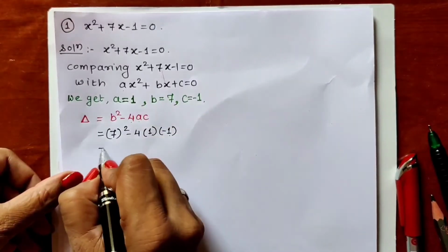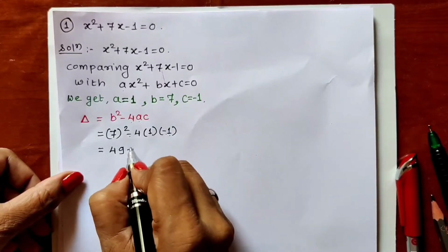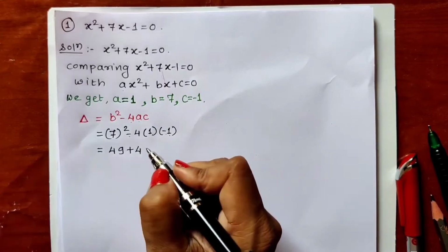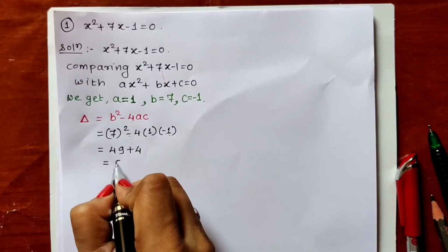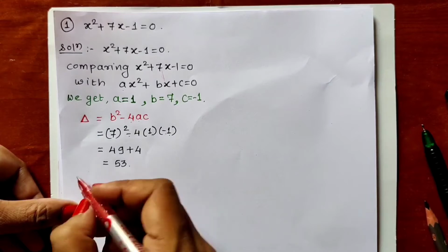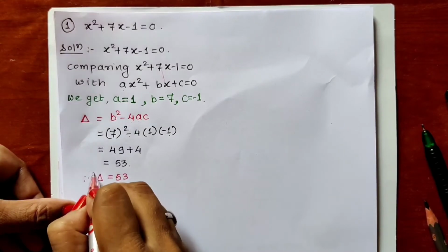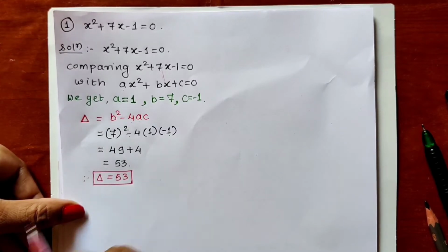Let us solve. 7 square is 49. Minus minus will become plus. 4 ones are 4, 4 ones are 4. So 49 plus 4, what we will get? It is equal to 53. And therefore the answer is discriminant is equal to 53. In this way we will have to solve the sums from this question number 2. Let us solve second sum.